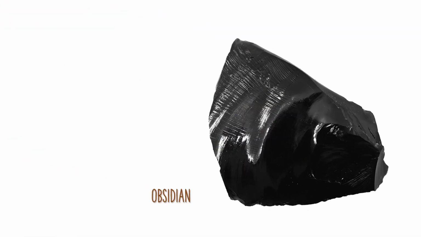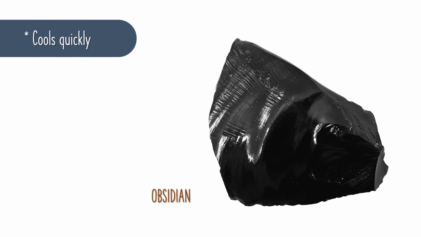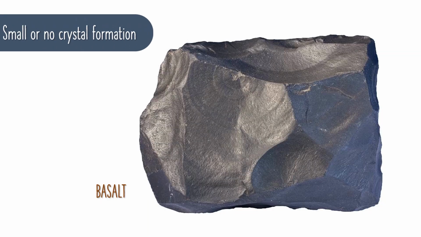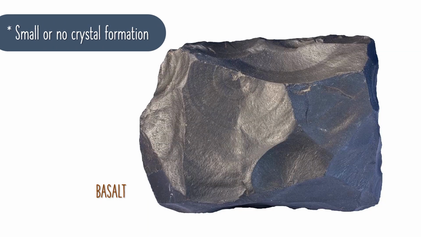So we have here an obsidian igneous rock. You will see that this rock has a very smooth and glassy texture. That is because obsidian takes a short time to form, so there is no room or opportunity for crystal formation to happen. Another example of an extrusive igneous rock with small or no crystal formation is basalt. This is also because of the rapid cooling of lava.